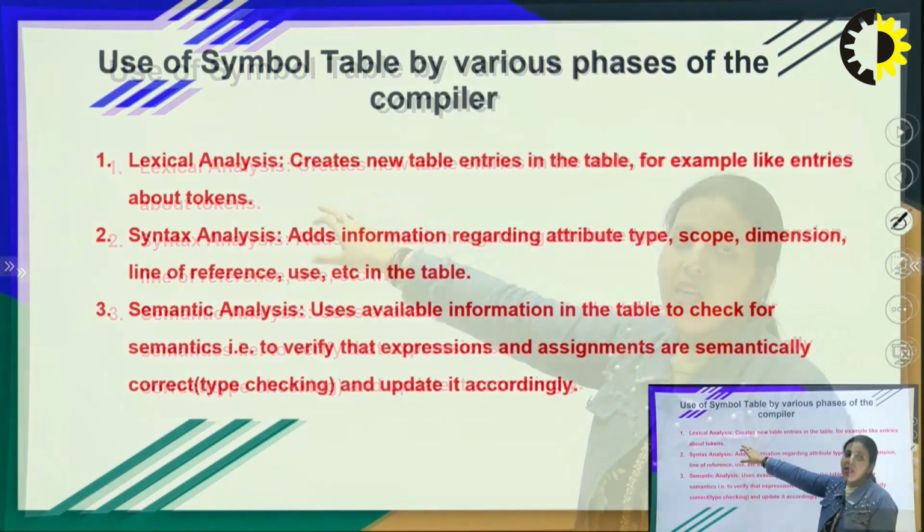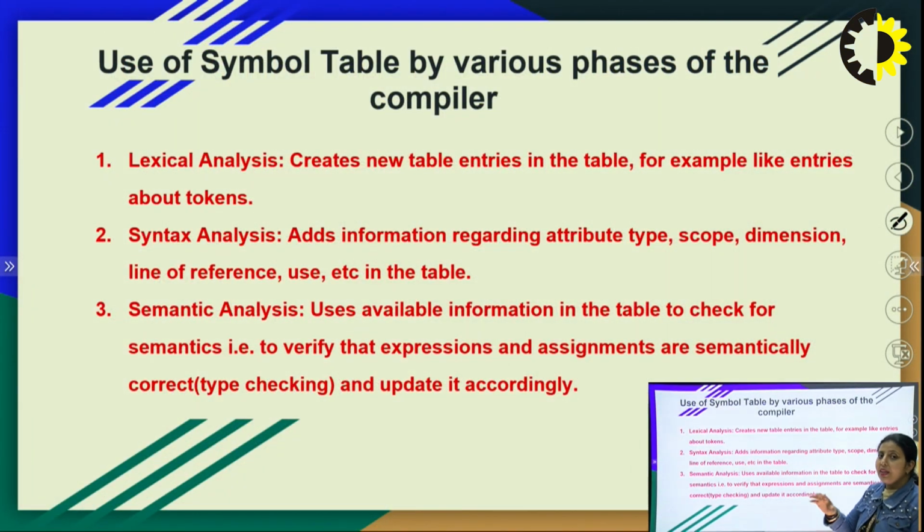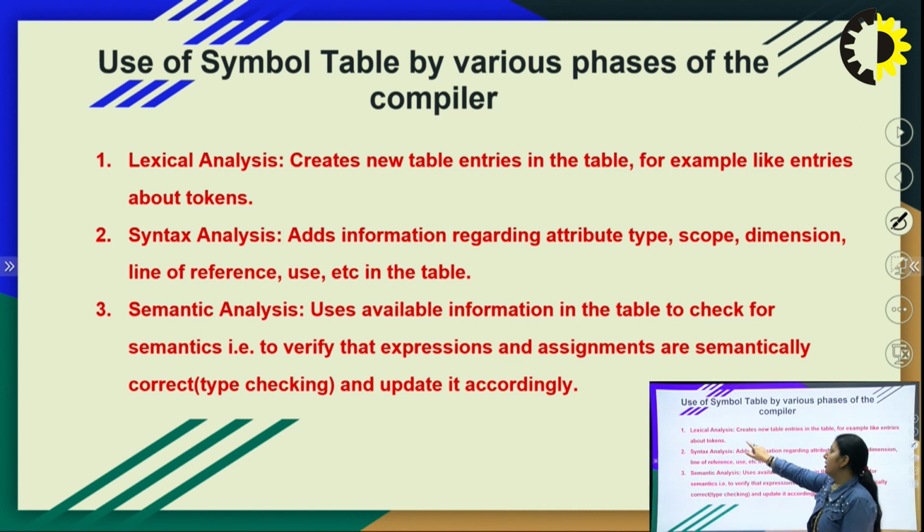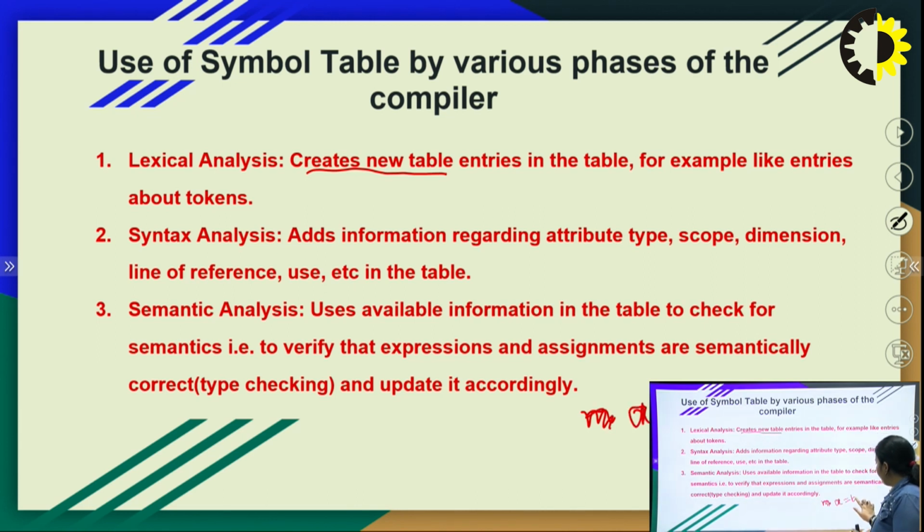So how does this phase use the symbol table? Basically it does not use it, it creates new entries in the table. It means the table starts being created from this phase. So if there is a program like A equals B plus C, then the lexical analysis phase produces A, B, C. These are the tokens, as well as equals and plus. All these are the tokens, the output of the lexical analysis phase.